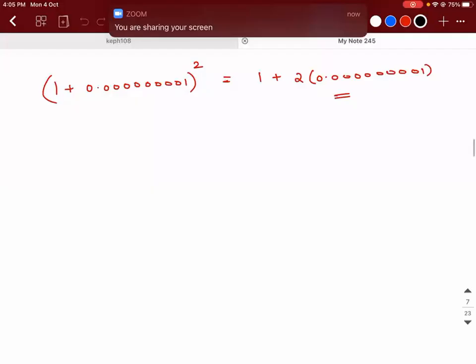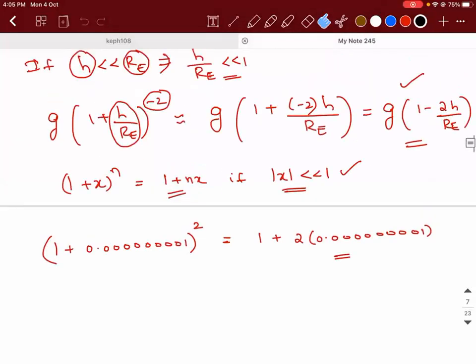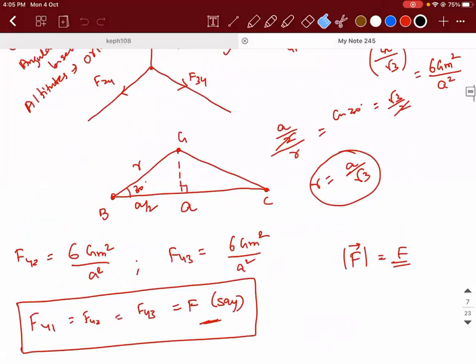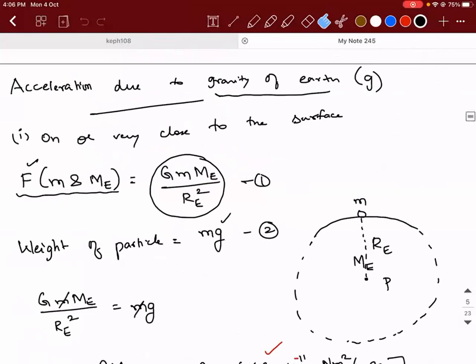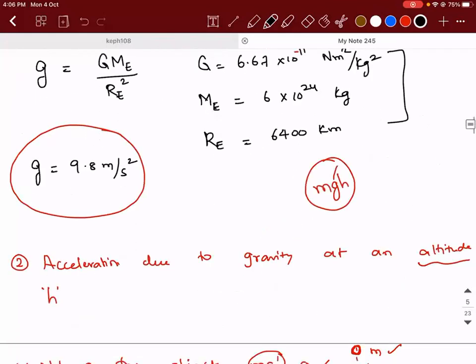So last class, can someone tell me what were the topics that we were discussing? We started the chapter gravitation. In that chapter, what were the main topics we were discussing? One is universal law of gravitation. Second is we discussed about the acceleration due to gravity. So in the acceleration due to gravity, we saw with respect to 2 points. What are the 2 points at which we saw the acceleration due to gravity?